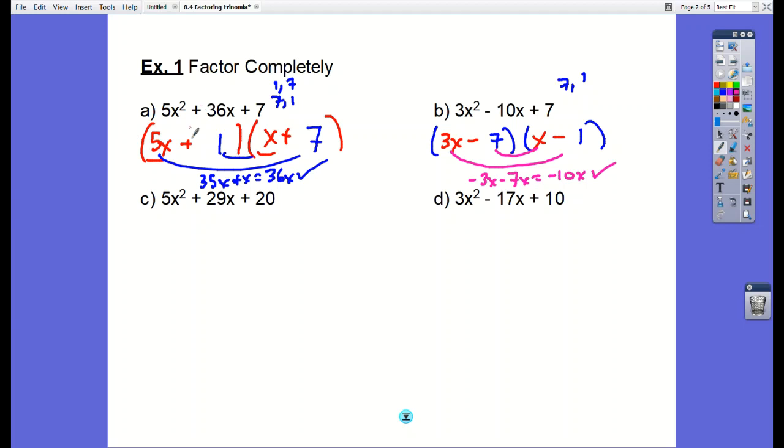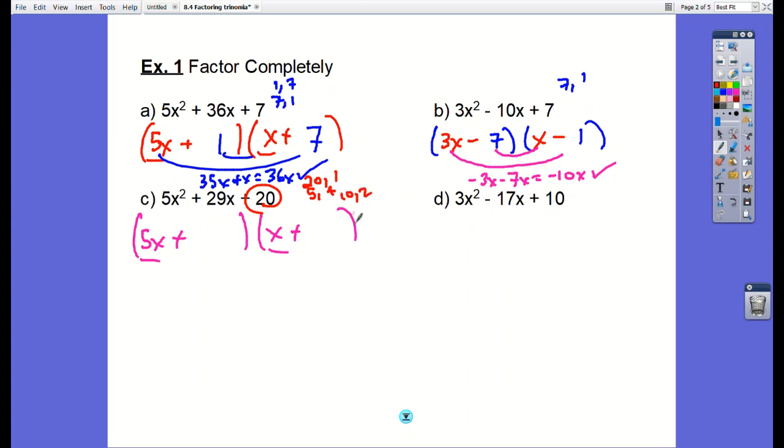Spencer, Carl, the F part for part C, what goes in the first slot? 5x and x. That's it. Nothing else. Stella, what are our signs? Okay, so far so good. And then 20. Now 20 has more options, right? We have 20 and 1, we have 5 and 4, we have 10 and 2.